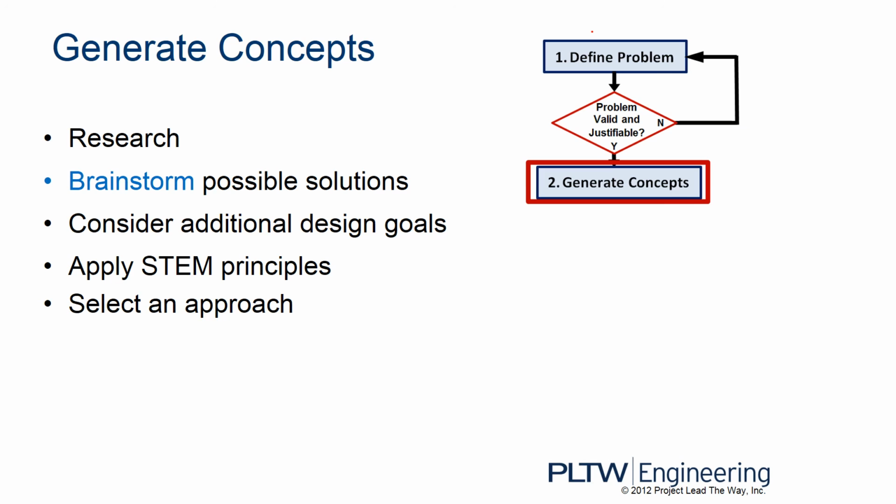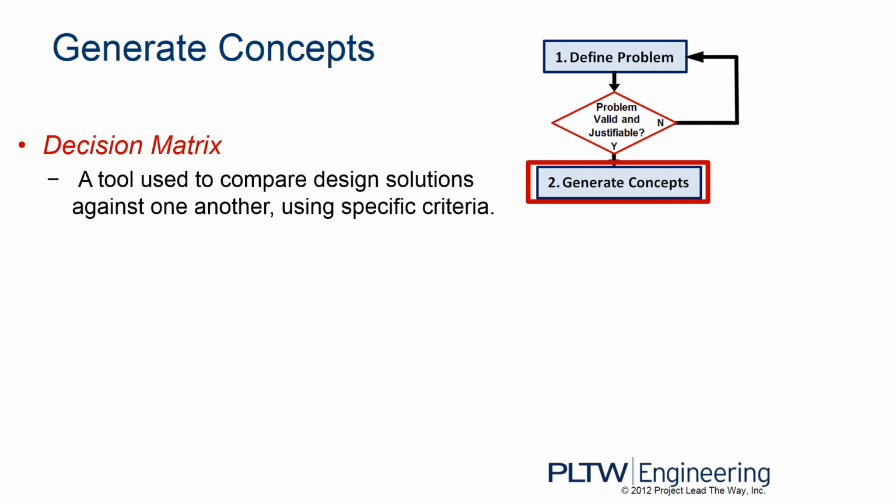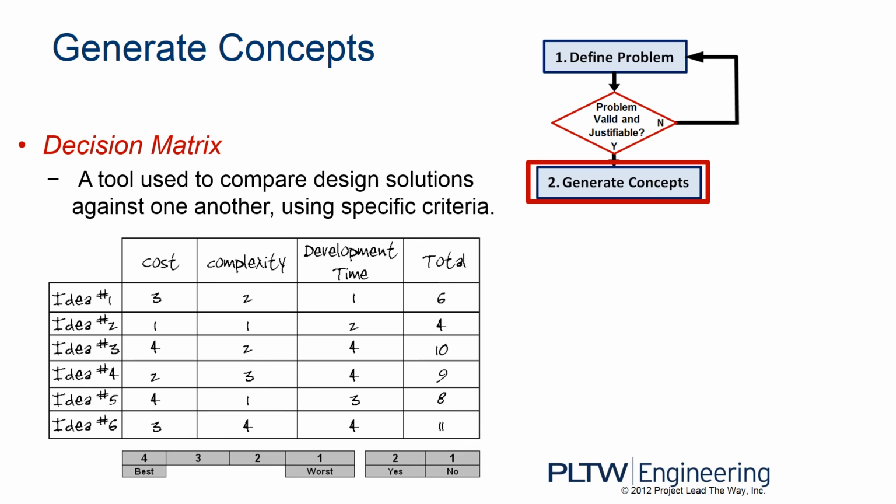So the method of selecting an approach that I like the best is the decision matrix. This is one way, but it makes you able to select the best idea using logic and reason and not your gut, and that's important. So a decision matrix is a tool used to compare design solutions against one another using specific criteria. So you're going to say, these are the things that are important to the design. Here are my solutions, and when I compare all my solutions against this criteria, this one's the best, this one's the worst. All right, so here's an example.